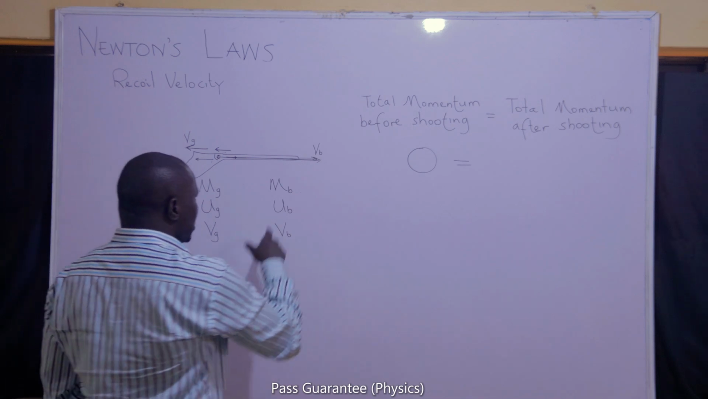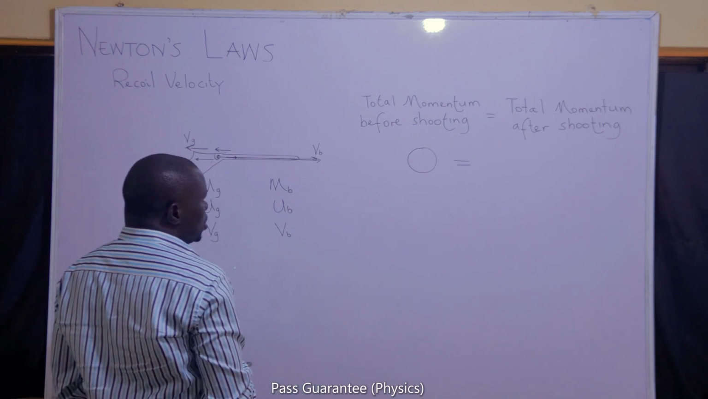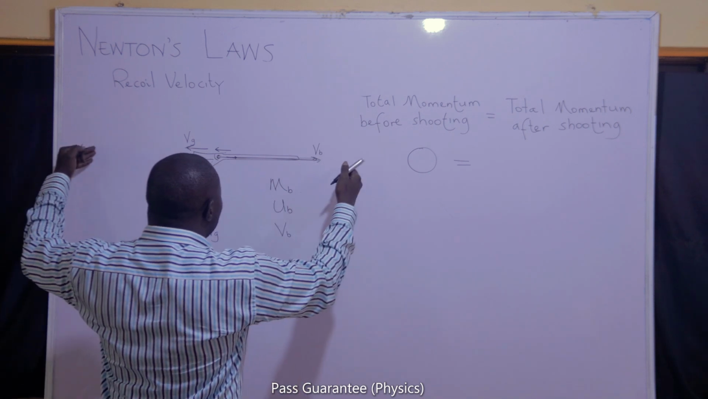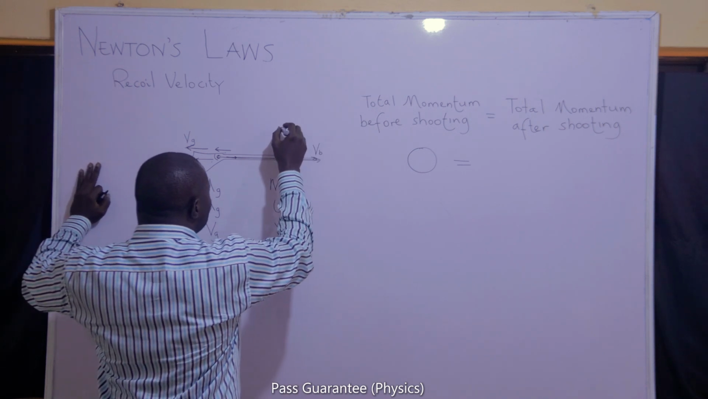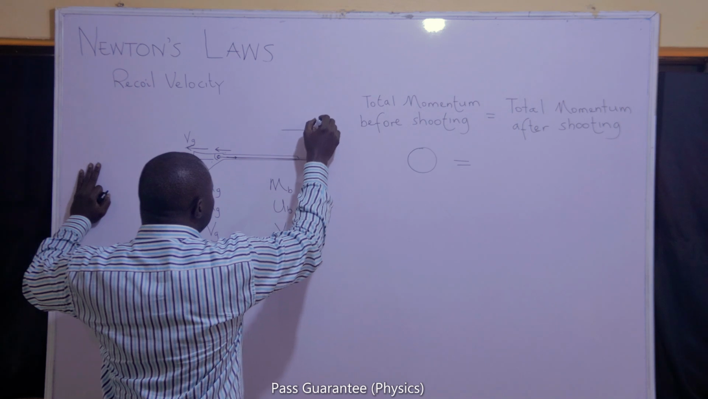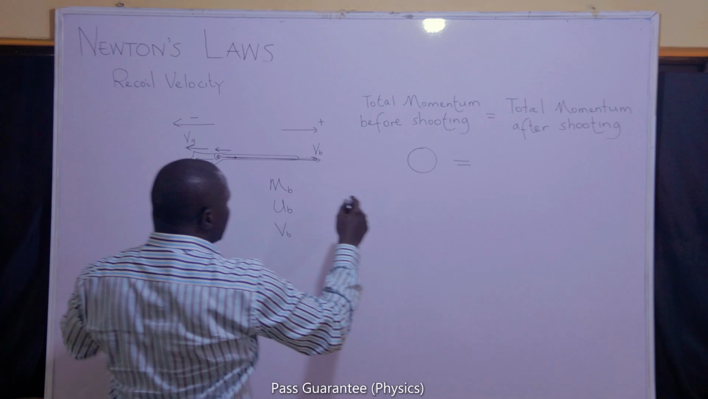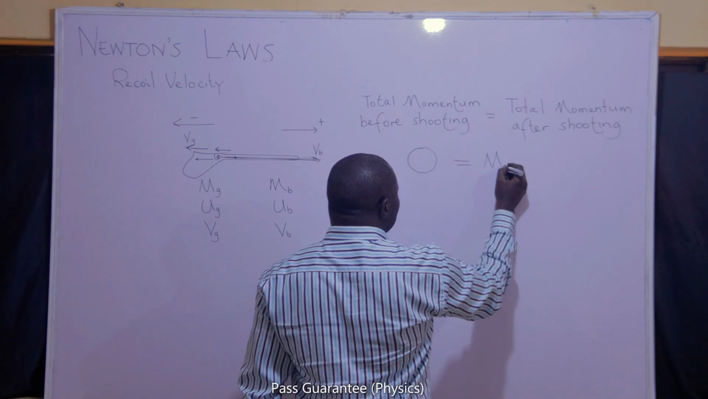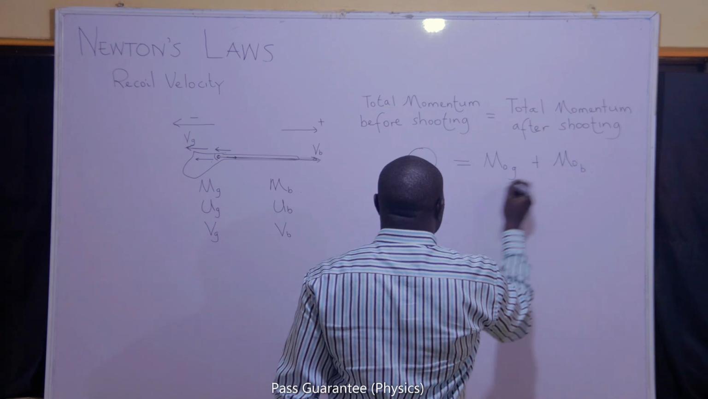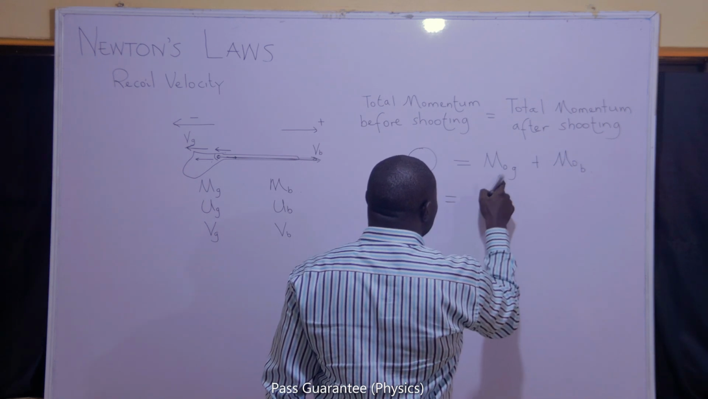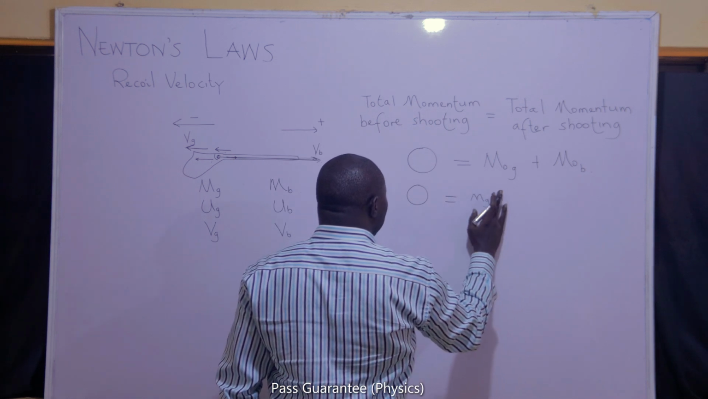Now, after shooting, we expect the gun to have a velocity of Vg and the bullet to have a velocity of Vb. So if you take into account that the two velocities are in opposite directions, then we can decide to call this positive and this negative, or you call this negative and this positive. So that will be the momentum of the gun after shooting plus the momentum of the bullet after shooting. The momentum of the gun after shooting will be m of the gun, times v of the gun.